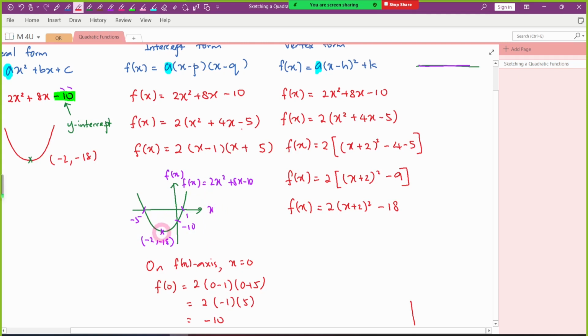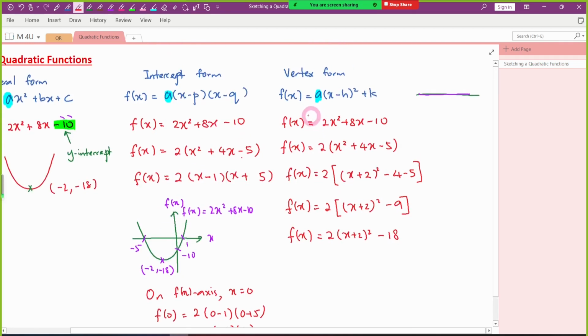Okay, so to get the minimum point, we just take the two x-intercepts, what I showed just now, add them together and divide by 2. 1 plus -5 divided by 2, you get -2. After getting the x coordinate, just substitute this value into here to get the y coordinate.